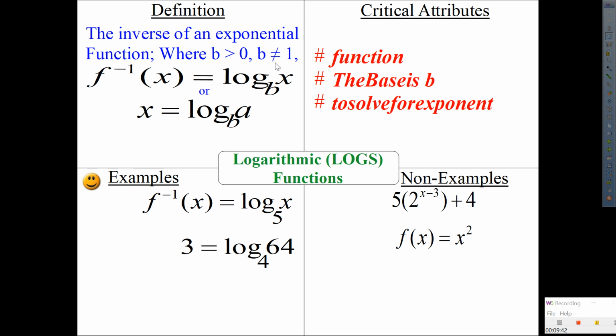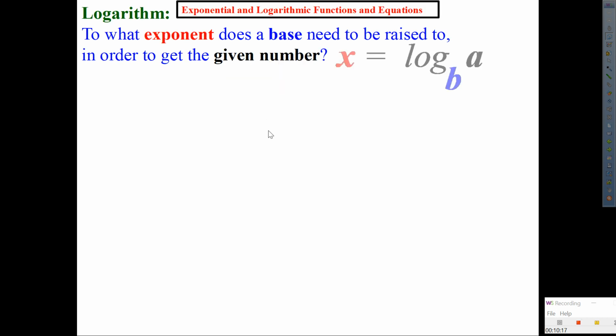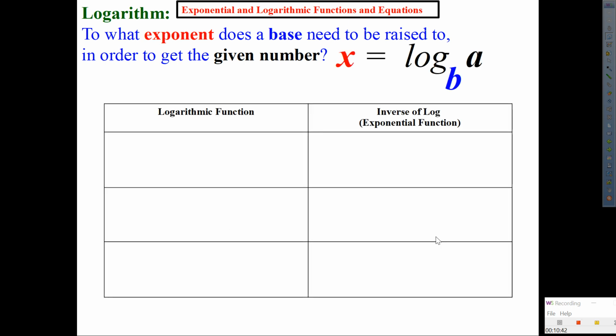Let me translate that to a symbol. Let me read it again, but now using the symbol. To what exponent, x, does a base, b, need to be raised, that's what the log means, in order to get the given number a? It's a question. Copy that, and then copy this table. We're going to first practice rewriting these logs, because in order to solve log functions, they cannot be written in log form. They have to be written in their inverse, which is an exponential.